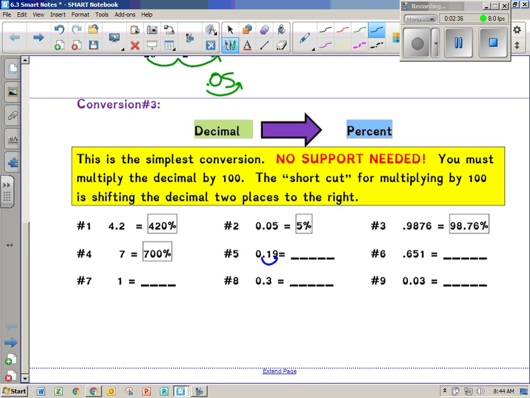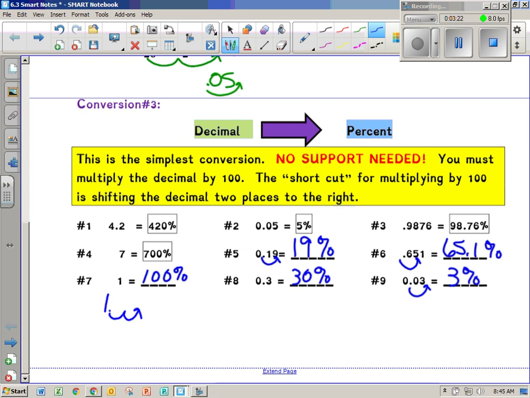So if I move this 2 places, I'm going to get 19%. If you just write 19, that's not adequate. You've got to put the percent sign. Here, when I move it 2 places, I get 65.1%. 1 represents 100%. If you did move the decimal, remember when you don't see it, it's understood to be at the end, and if you moved it 2 places, you'd have to fill in a couple of zeros. So 0.3 would be 30%. There's no work needed on these, and 0.03 is 3%. Pretty easy stuff.